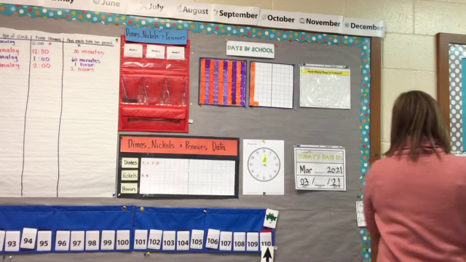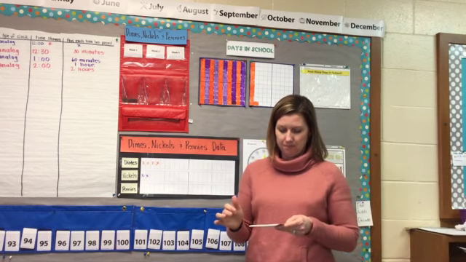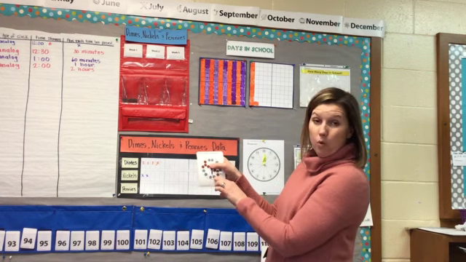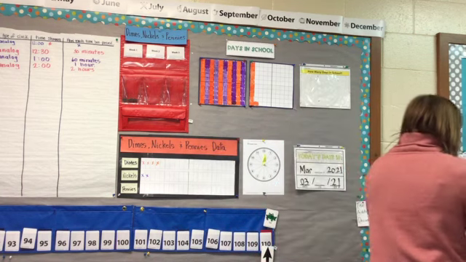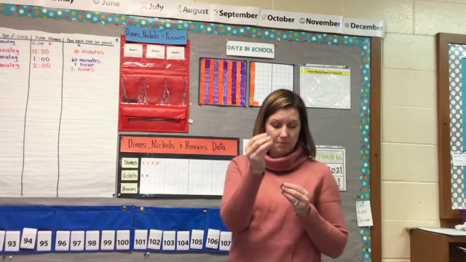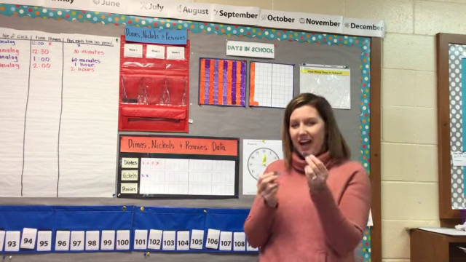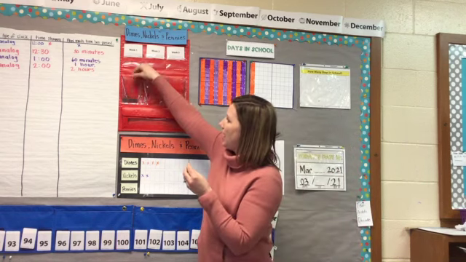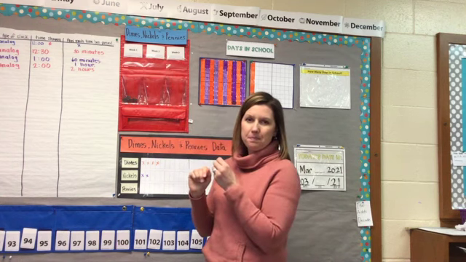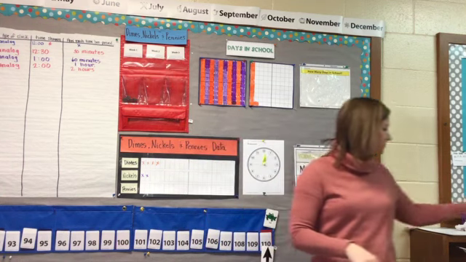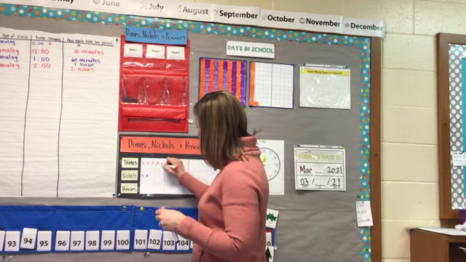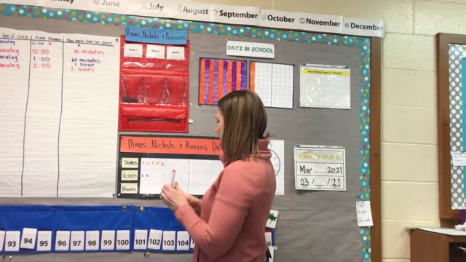Well, let's spin for today, Thursday. We landed on 1 dime and 1 nickel. Well, we know 1 dime is worth 10 cents. 1 nickel is worth 5 cents. So 10 plus 5 more equals 15. So let's cross off a dime and a nickel.